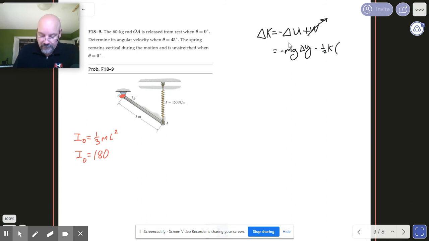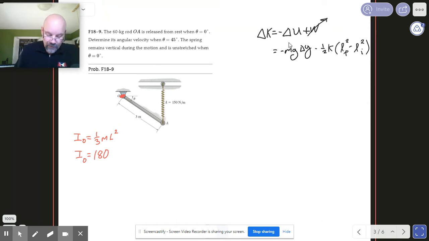Then I'm just going to call this L sub F squared minus L sub I squared, where L is the amount that the spring is stretched. So it's going to be a little bit easier to use different symbols here this time. So let's break this thing down, figure out delta Y, and figure out the L values, what we need to use for those things.